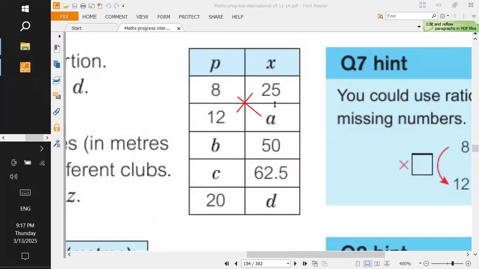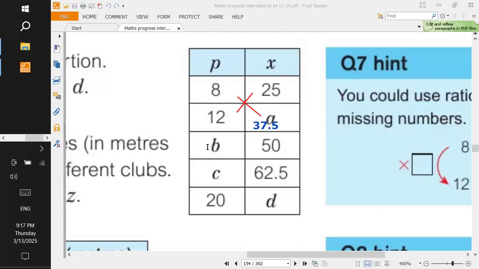So first, let's start with this one. We multiply 25 by 12. So 12 times 25, we got 300. And then we divide it by 8, which is the number that we didn't use. And the answer is 37.5. Now we write it here, 37.5.